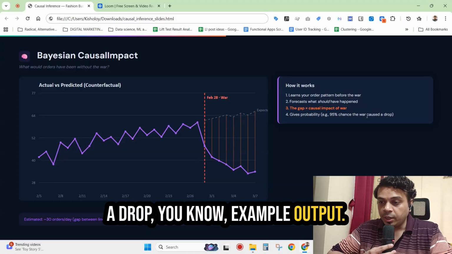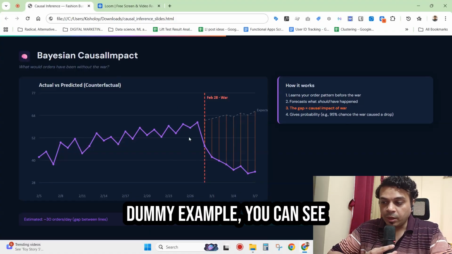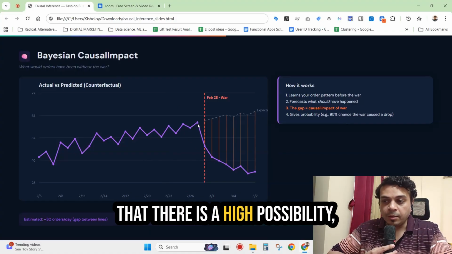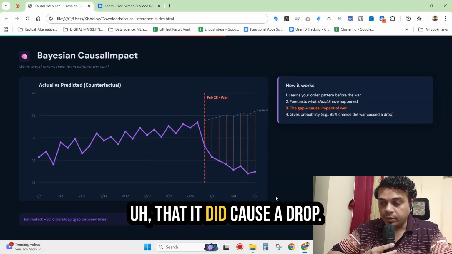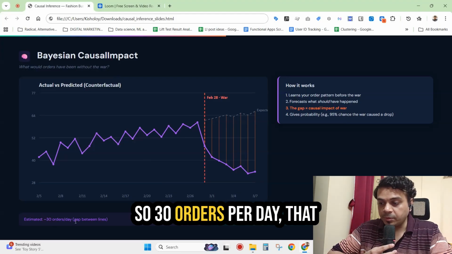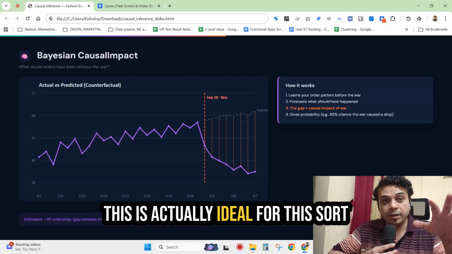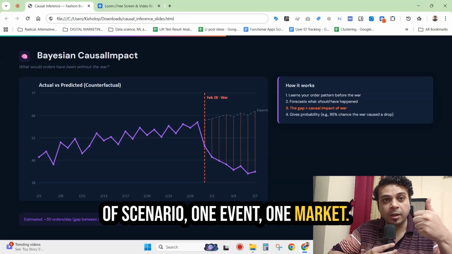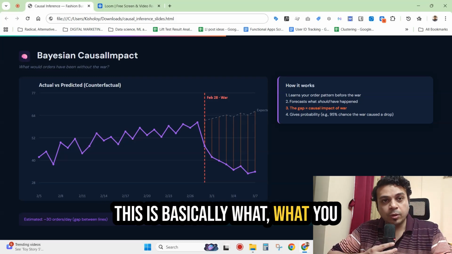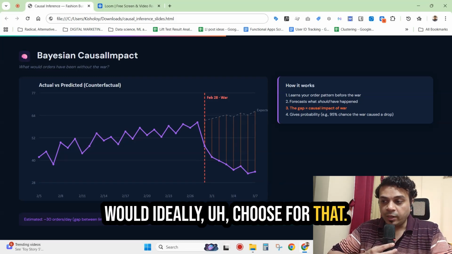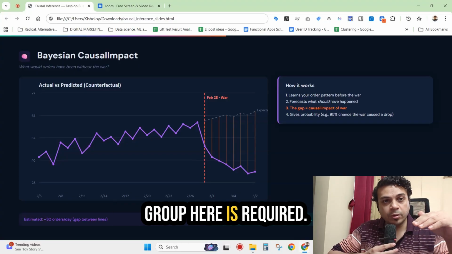Example output. From this dummy example, you can see that there is a high possibility that it did cause a drop. So 30 orders per day, that sort of estimation, is the kind of output you will get. This is actually ideal for this sort of scenario: one event, one market. This is basically what you would ideally choose for that. So you can see that no control group here is required.